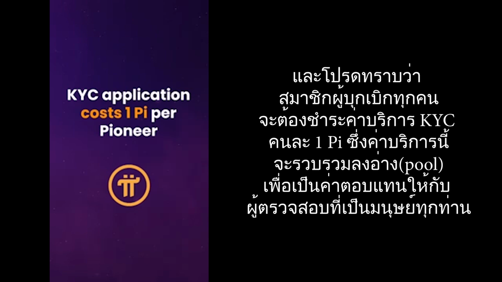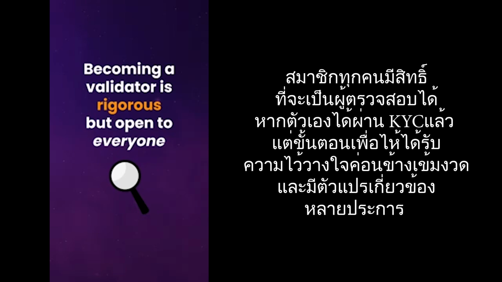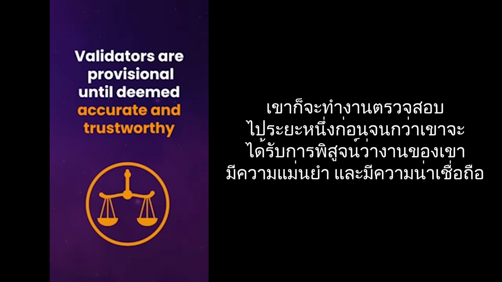Also note that each pioneer contributes 1 Pi to get KYC'd. This Pi is pooled and given to the human validators for their work. Anyone can apply to become a validator as long as they have passed KYC themselves. But the process to get approved is quite rigorous and looks at many different factors. Moreover, even when a pioneer is admitted to the program, they're initially only provisional members, and they can only continue reviewing applications after they prove that their work is accurate and trustworthy.